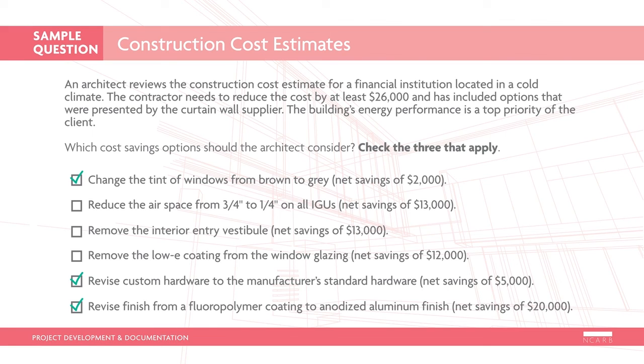Changing the tint of the windows, revising custom hardware to the manufacturer's standard hardware, and revising the finish to anodized aluminum are the most appropriate options to consider, since they will primarily affect only the aesthetics of the building. This is an AE level item requiring you to evaluate and compare architectural systems in relation to cost and impact on overall building performance.